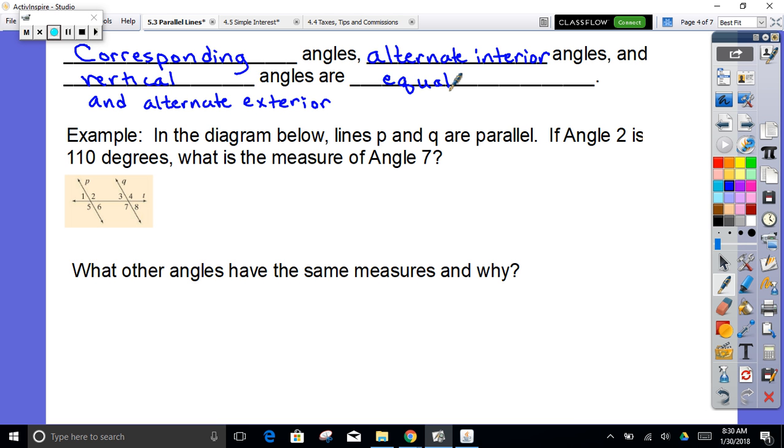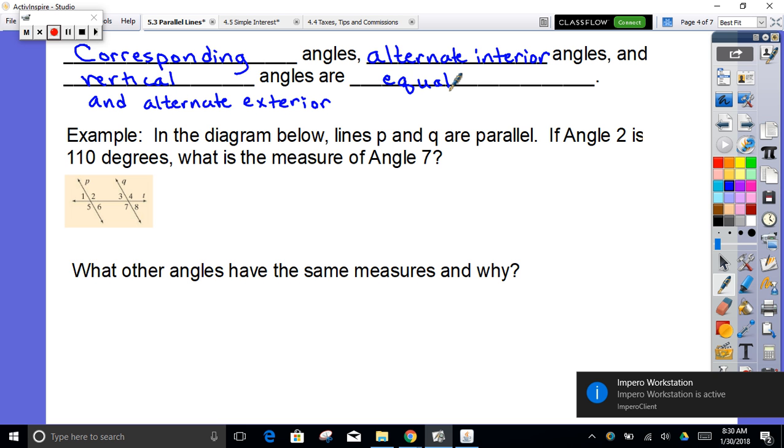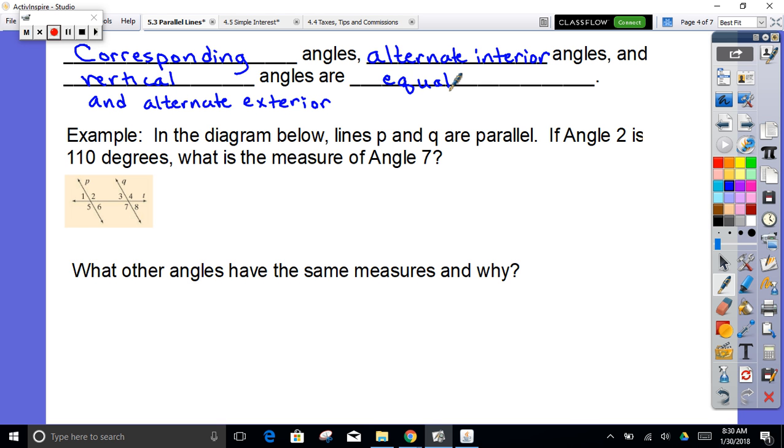So when you have a pair of corresponding angles, they are the same angle measure. If you have a pair of alternate interior angles, they are the same angle measure. If you have a pair of alternate exterior, same measure, and you already knew that vertical angles are the same. The other kind of angle, the consecutive angles, make a sum of 180 degrees. So we'll look at those as we see some examples.